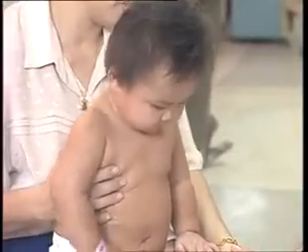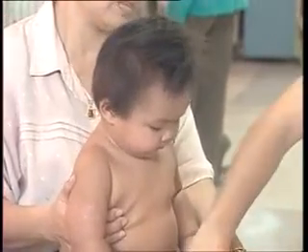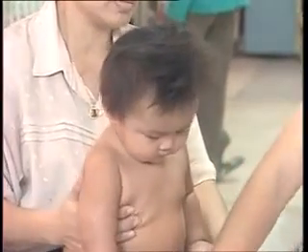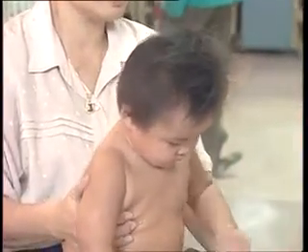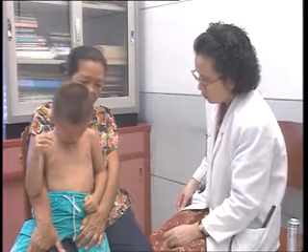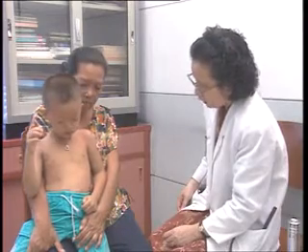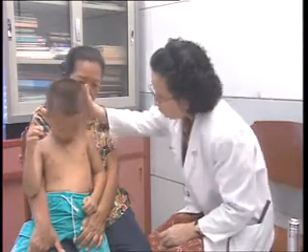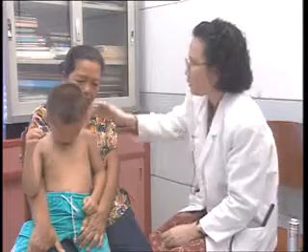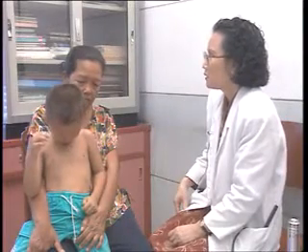If the child can look down, almost touching his chin to his chest, there is no stiff neck. If you are not successful in getting the child to bend its neck, you should slowly, gently, put your hand behind the child's head and try to bend the neck. The neck should move easily.